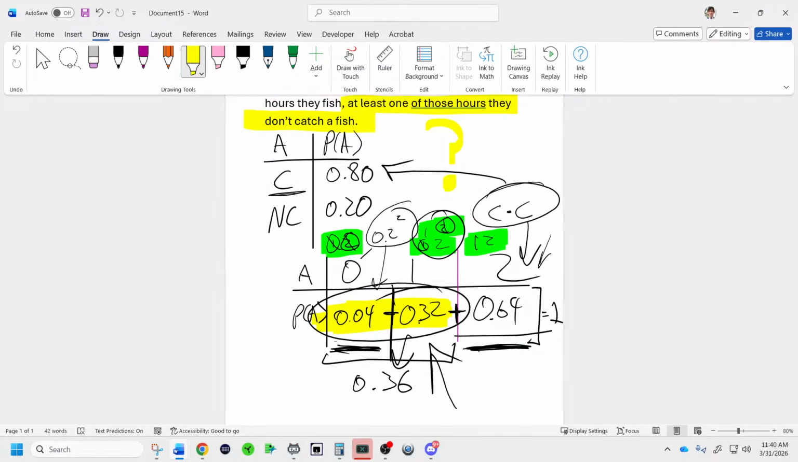Great job. Yes, Ty, you got it. Nice work. It's this right here when you add them up, because it would be either 0 or 1 hours they catch a fish. Like there was no hour in which they caught a fish, or they only caught a fish within one of the 2 hours.